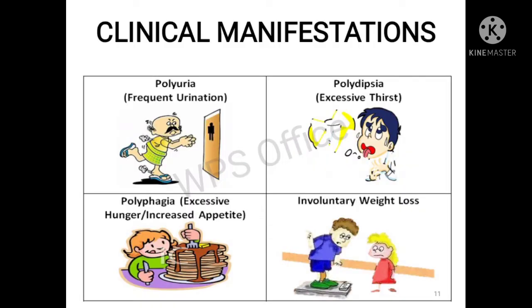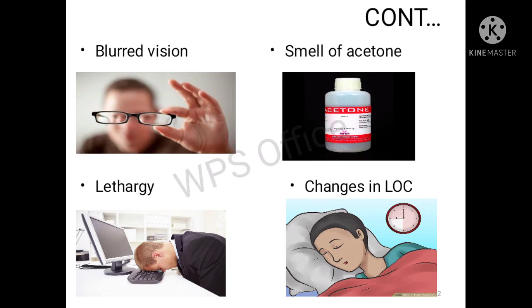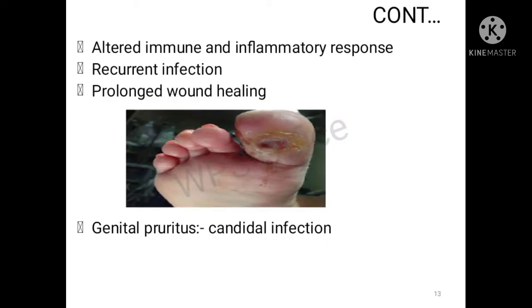Then clinical manifestations include polyuria, that means frequent urination, polydipsia, excessive thirst, and polyphagia, excessive hunger or increased appetite. Then involuntary weight loss, smell of acetone, lethargy, and changes in the LOC. Then altered immune and inflammatory response, recurrent infection, prolonged wound healing, and genital pruritus or candidal infection may also be present.